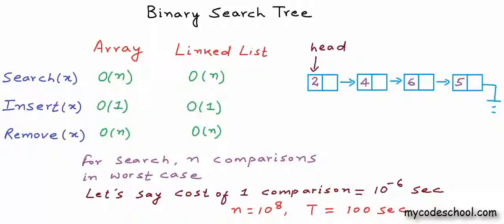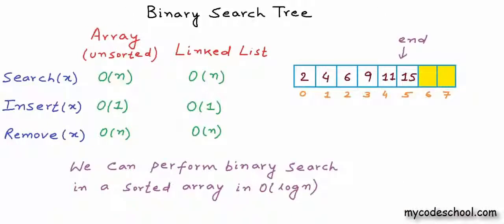Well, in an array we can perform binary search if it's sorted. And the running time of binary search is big O of log n, which is the best running time to have. I have drawn this array of integers here. Records in the array are sorted. Here the data type is integer.